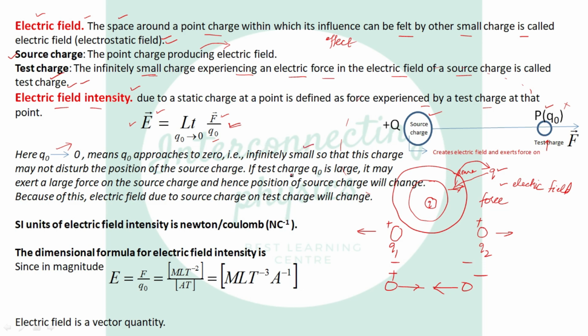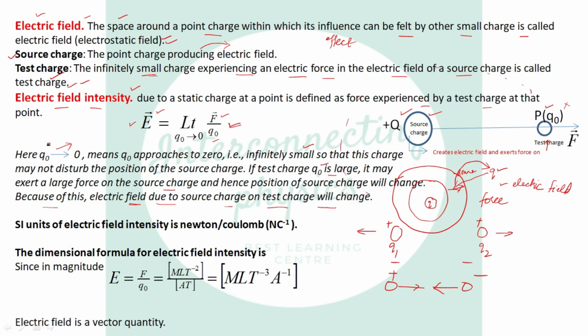Because if we take Q naught as large, it may exert a large force on the source charge, and hence the position of the source charge will change and it will disturb the position of the source charge. Maybe source charge can move anywhere due to this force of the test charge. So because of this, electric field due to source charge on the test charge will change and we will not be able to measure the exact value of the electric field if test charge is taken to be large.